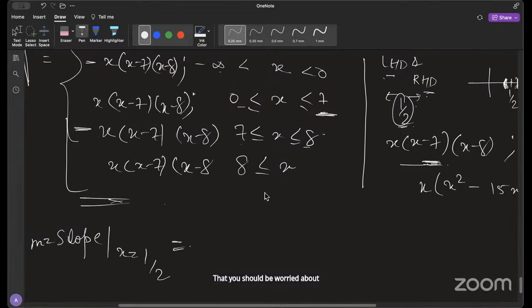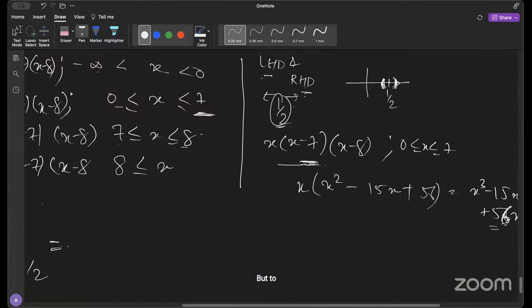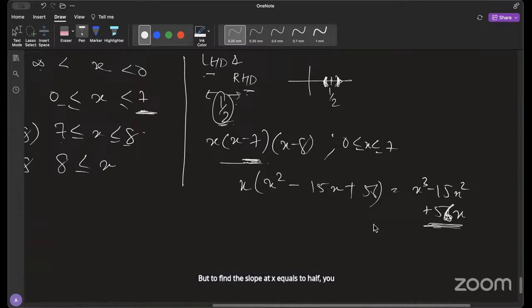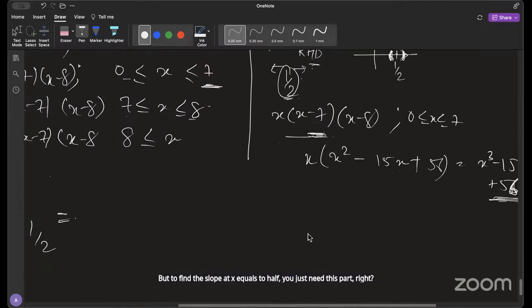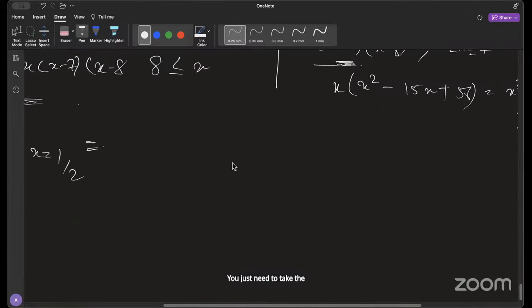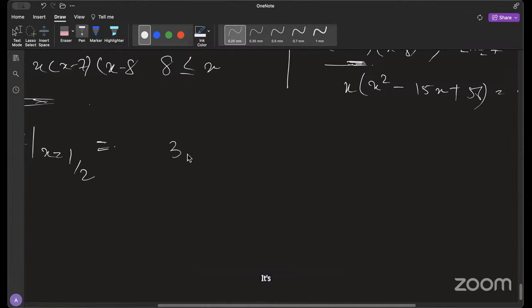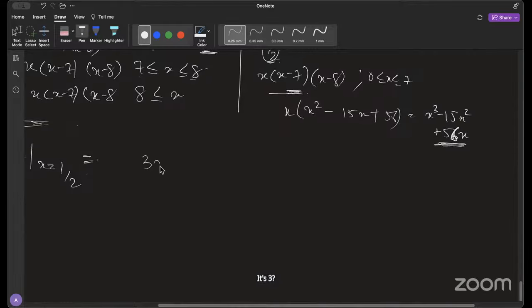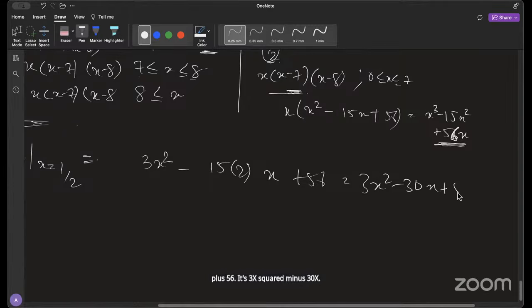Your entire function is this, but to find the slope at x equals half, you just need this part, right? This part of the branch function. So the slope, you just need to take the derivative of this thing. It's 3x squared minus 15 times 2x plus 56. So it's 3x squared minus 30x plus 56.